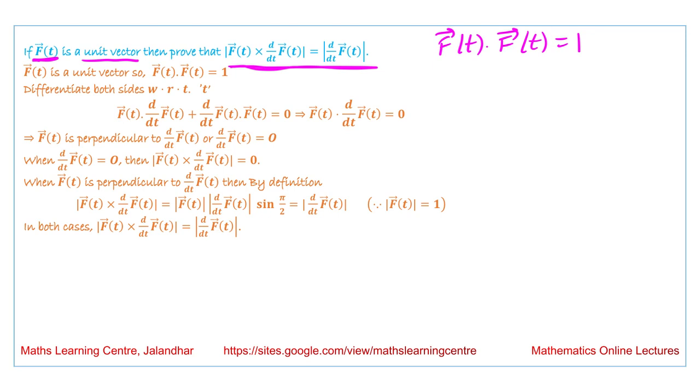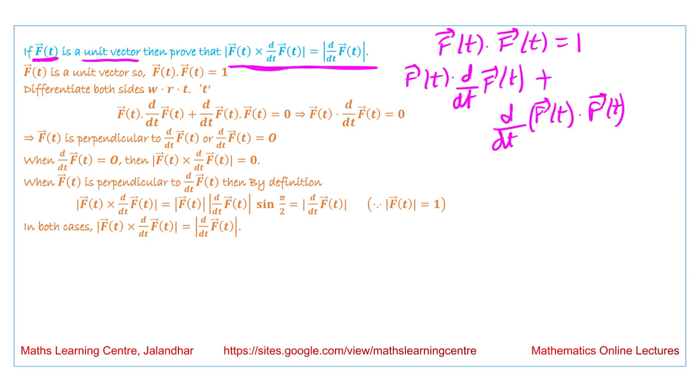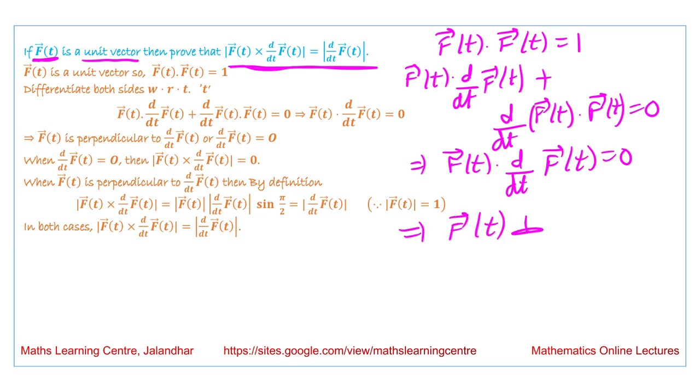Now if we differentiate both sides of this equation, we obtain f vector t dot d by dt of f vector t plus d by dt of f vector t dot f vector t, that is equal to 0. So this implies that f vector t dot d by dt of f vector t is equal to 0. So this implies that f vector t is perpendicular to d by dt of f vector t.